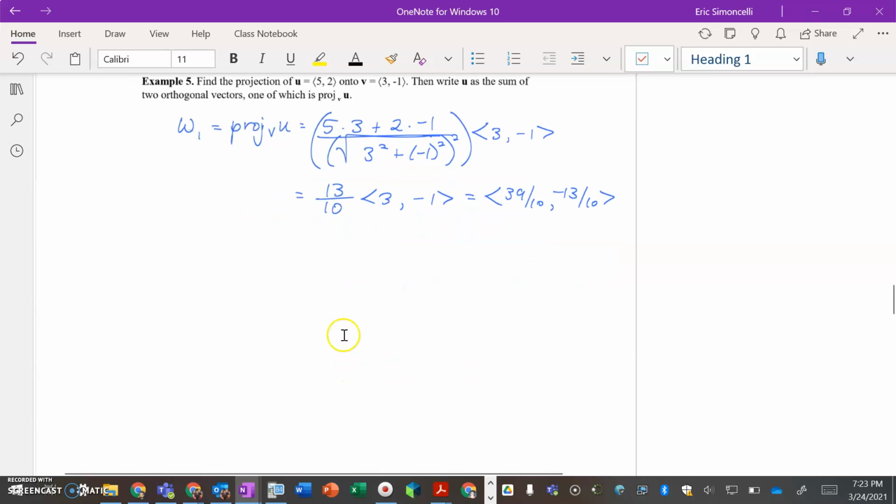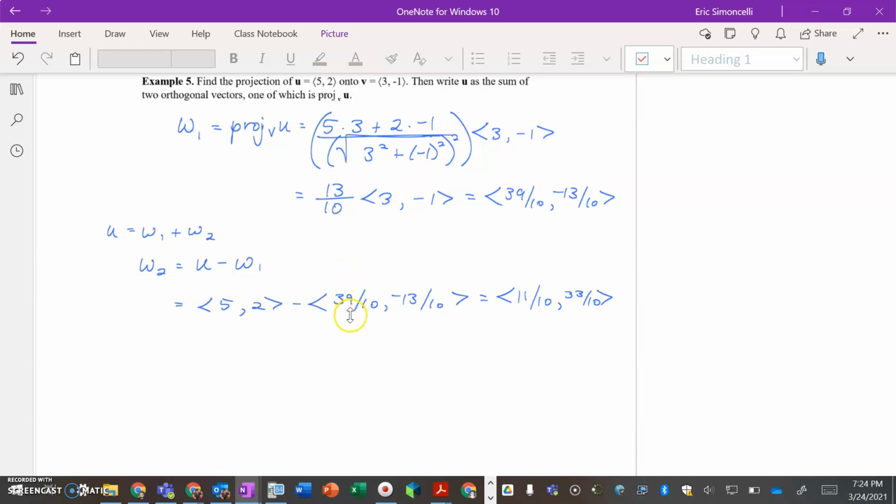Now, as we discussed, again in the picture up above, W1 plus W2 is equal to U. Now that we know that W1 is this component form, we can go ahead and find W2 simply by subtraction. Simply U, which we again know to be <5, 2>, minus this vector, as we just said, W1.